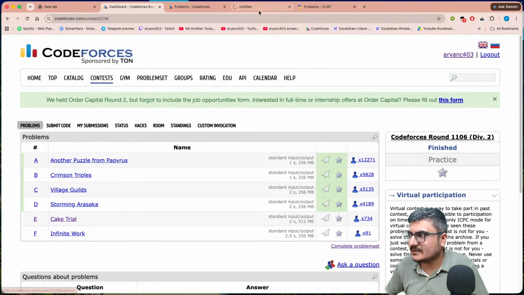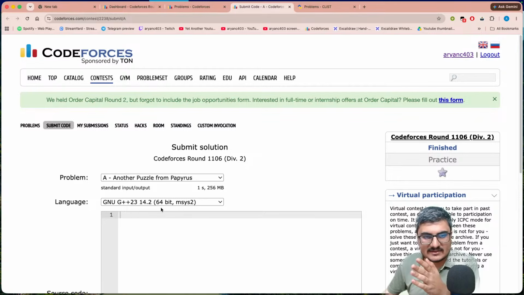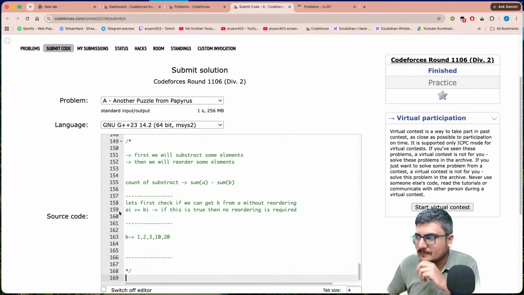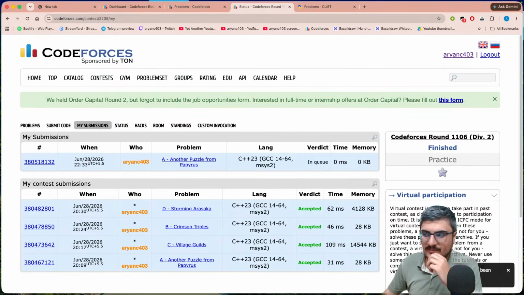Any questions, anyone? The main idea was, if the largest element in B is 20, then there should be at least one A which is greater than or equal to 20. If the second largest element is 10, then there should be at least two elements which are greater than or equal to 10, and so on. If the third largest element is 3, then there should be at least three elements which are greater than or equal to 3, and so on. Any questions, anyone, on problem A? Otherwise, we will move on to problem B then.